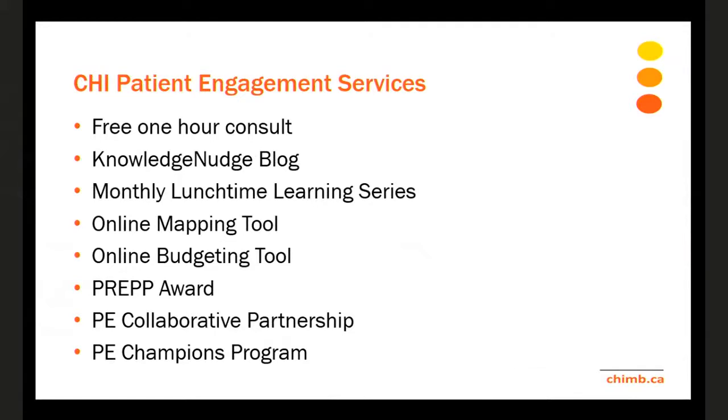We also have a blog, it's on Medium, and it's called Knowledge Nudge, and it has a whole section on patient and public engagement. I think we have over 30 posts now on patient engagement, and it goes from some of the basics about levels of engagement and participatory approaches, but then it also talks about trauma-informed engagement, how do we talk about safety, how do we deal with conflict, so it's a really great resource.